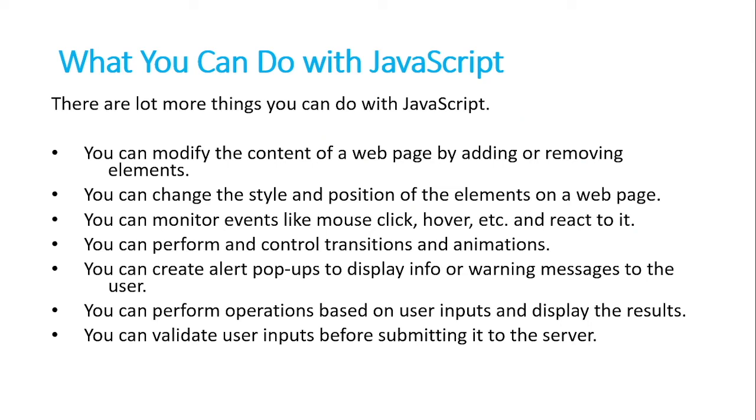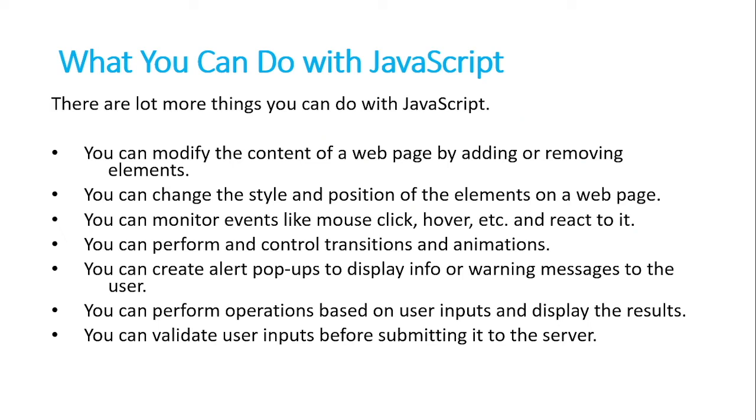You can monitor events like mouse click, hover, etc., and react to them. These are called listeners, or events, which happen in JavaScript. We can keep track of these events like click, hover, double click. There are many events. We'll be learning about them in the DOM chapter. You can also perform and control transitions and animation in JavaScript.